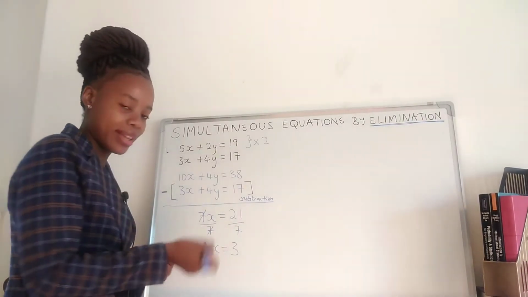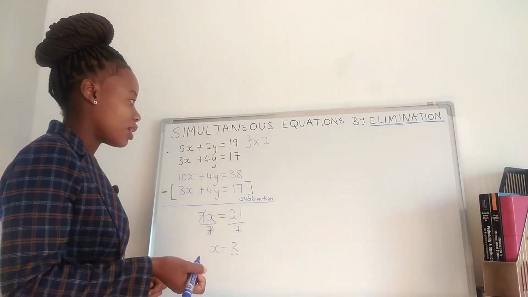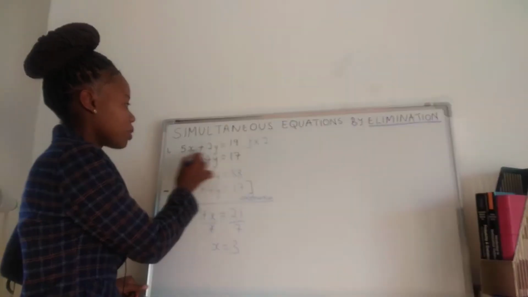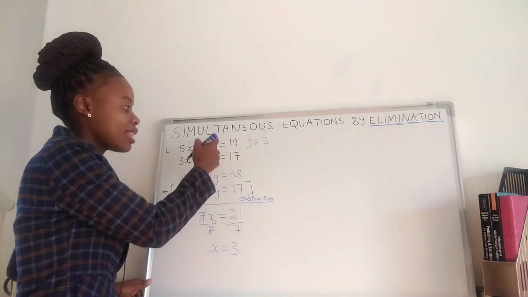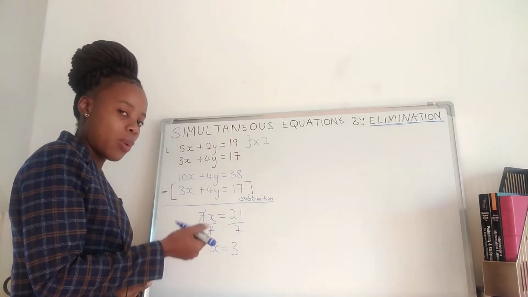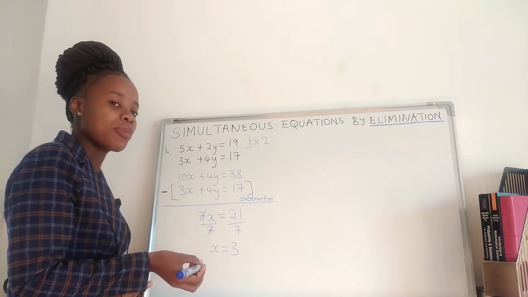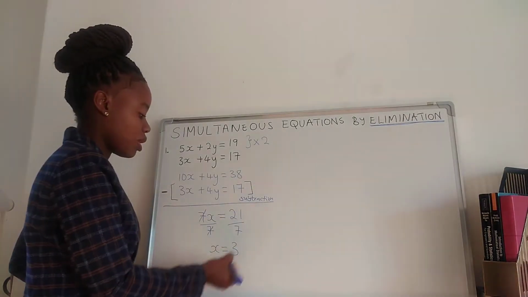After you find your x, now we're going to look for your y. So we're going to take this one. You take either of them for you to solve for your y, okay? Whether you use this one or use this one, you're still going to get the same y. So let's use equation 1.